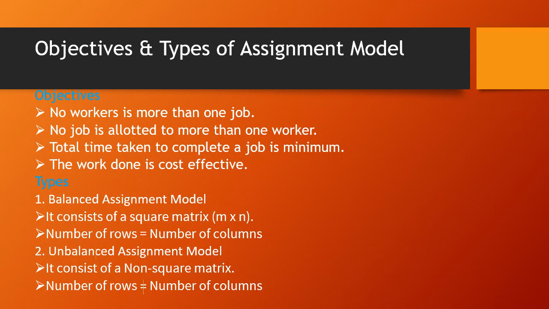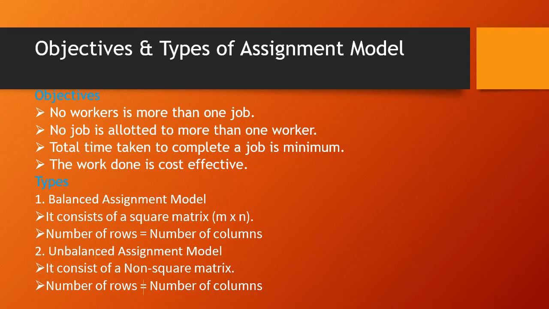What are the objectives and types of assignment model? Objectives: 1. No worker is assigned more than one job. 2. No job is allotted to more than one worker. Then 3. Total time taken to complete a job is minimum. 4. The work done is cost effective. These are the types of assignment model.